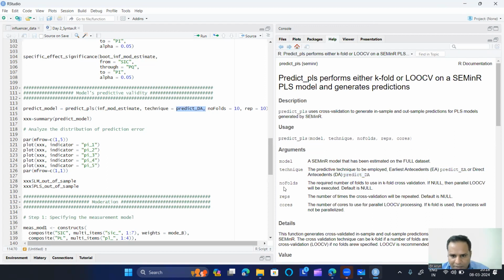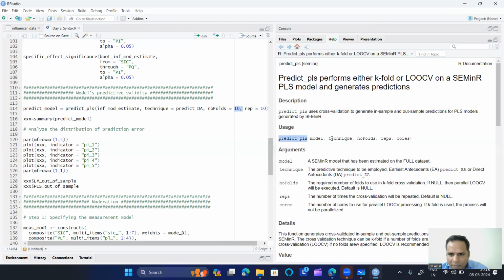And then this is the number of folds. How many folds do you want? 10. And how many times do you want to repeat? 10. Number of folds means it will divide your sample into 10 different parts, and it will repeat the process 10 times and then segregate your sample into training and holdout sample. So all these issues are there.